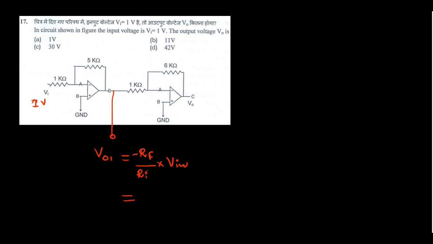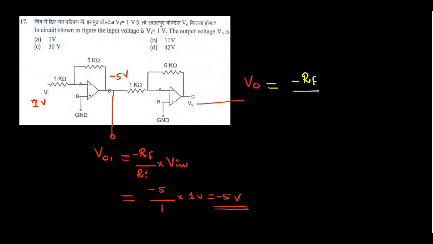What is the value of the resistor? 5 kilo ohm. Not minus 5, the minus is from the equation. 5 kilo ohm divided by 1 kilo ohm multiplied by Vin, which is 1 volt. So we will get an output of minus 5 volt, right? This minus 5 volt we got here, again we are giving it to one more inverting amplifier. So Vout equals, again the same equation, minus RF upon Rin, here Rin is 1K, multiplied by Vin. Our Vin here is minus 5 volt.